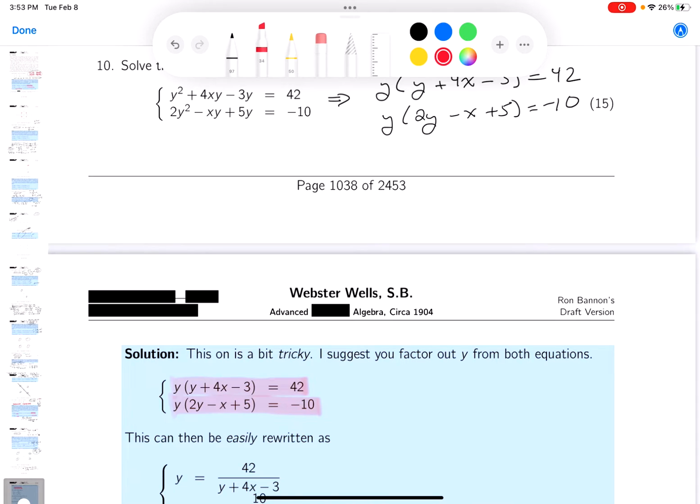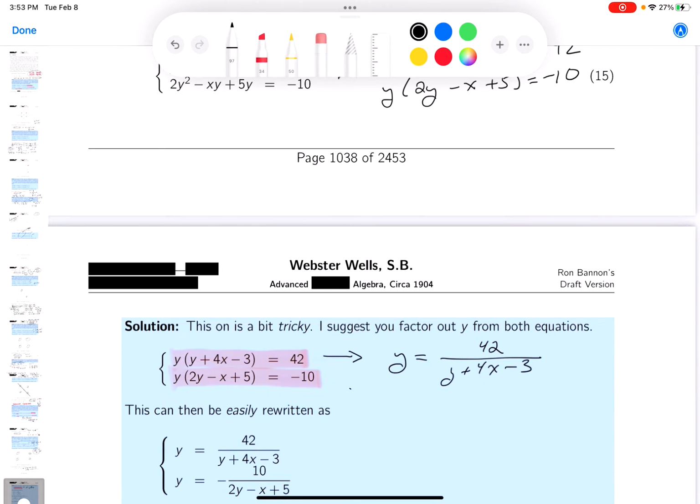So factoring that out, someone says, what would you do now? Well, I'm noticing what you could do is solve those equations for y now. Let me write what I mean by that. If you did this over here, you could solve this for y, and what would you get? You would get y equals 42 over (y plus 4x minus 3). And the other equation, what are you going to get? You're going to get y equals minus 10 over (2y minus x plus 5).